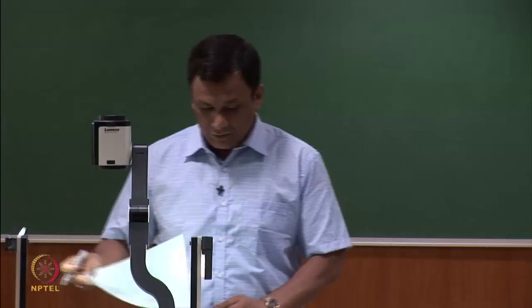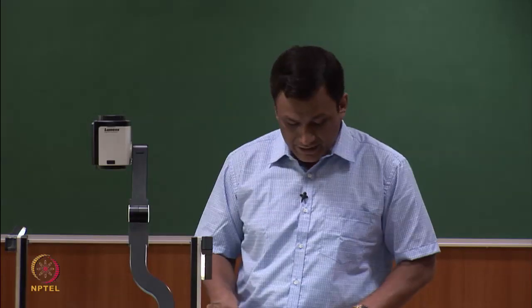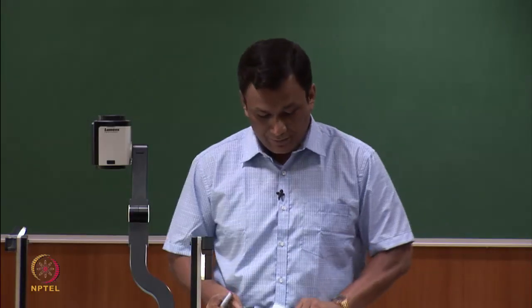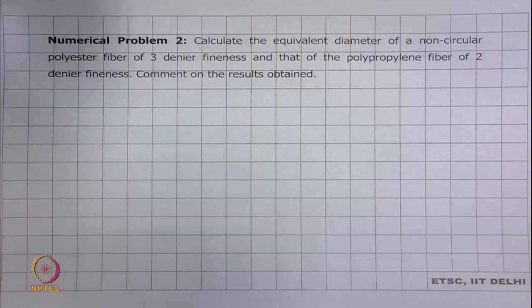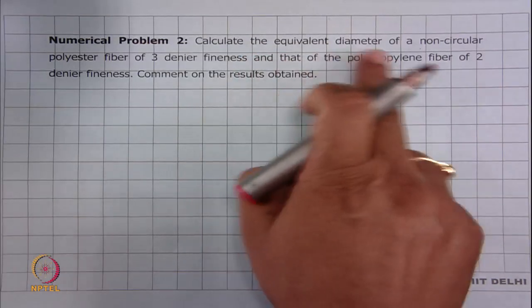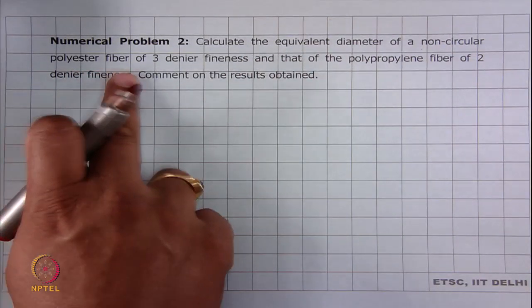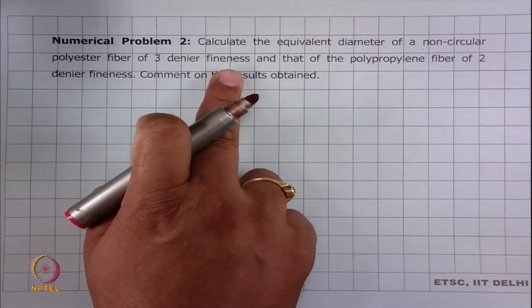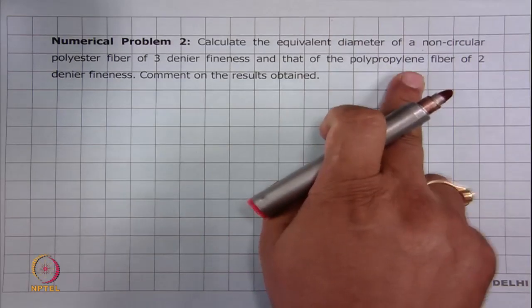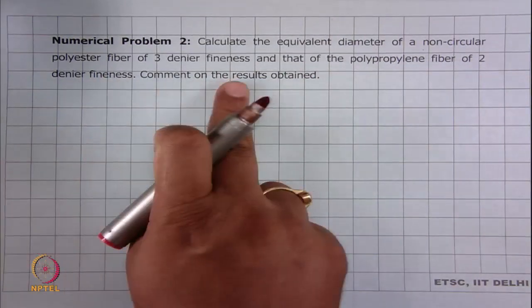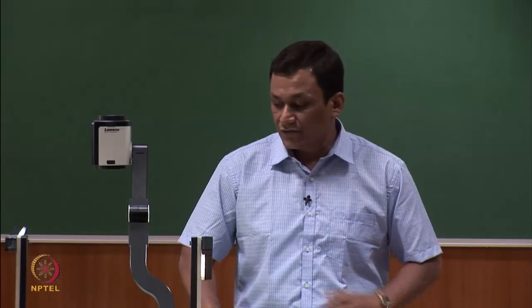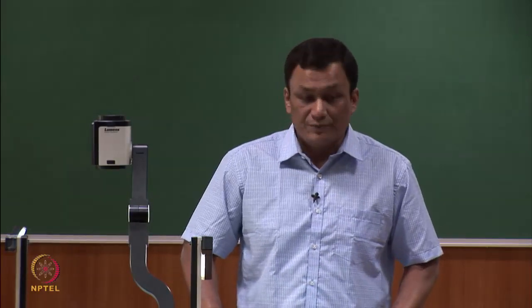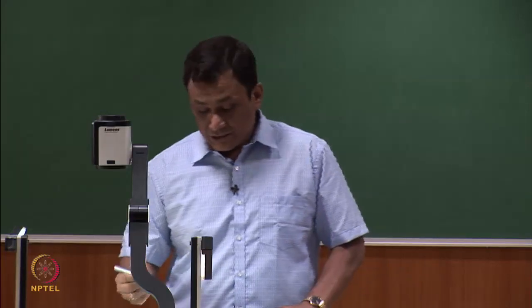Now, we will go to the second numerical problem. Second numerical problem reads as follows. Calculate the equivalent diameter of a non-circular polyester fiber of 3 denier fineness and that of the polypropylene fiber of 2 denier fineness. Comment on the results obtained. So, you have to basically calculate the equivalent diameter of a polyester fiber and the equivalent diameter of a polypropylene fiber. So, let us do that.